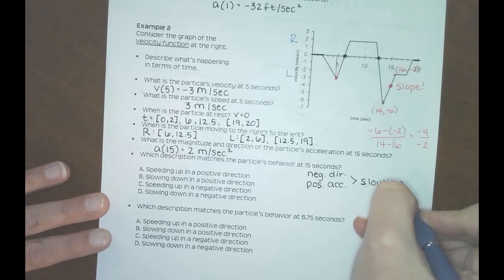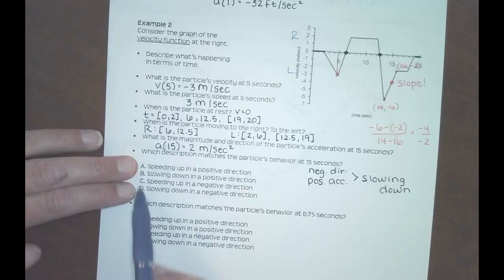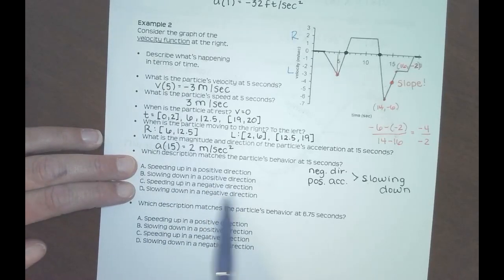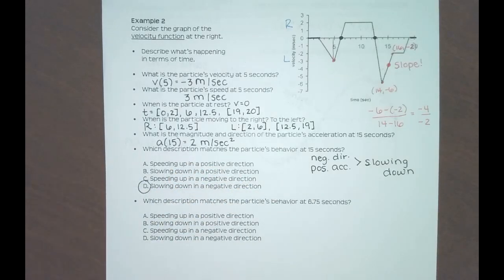Okay, so now let's see which one of these multiple choice options matches that. Slowing down, so I'm down to B or D. And in a positive or a negative direction, that would be a negative direction. So it should be letter D here as an option.